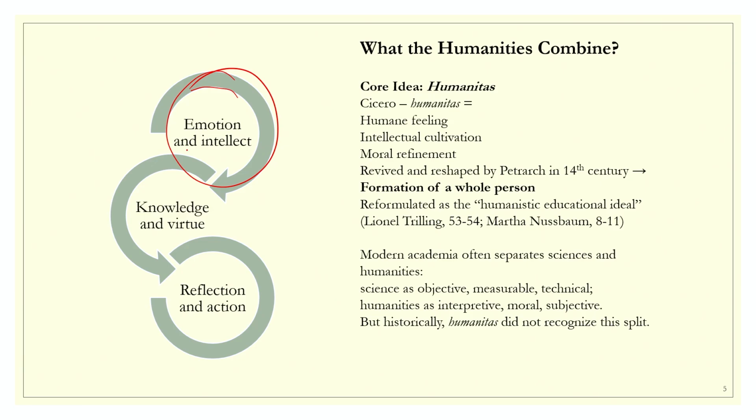Emotion and intellect, knowledge and virtue, reflection and action. Modern academia often separates science and humanities, science as objective, measurable, technical, and humanities as interpretative, moral, subjective. But historically, humanitas did not recognize this split. Defining the humanities today is not a simple task. They can be defined by subject matter, disciplines, or methods, but no final definition is possible or perhaps even desirable.